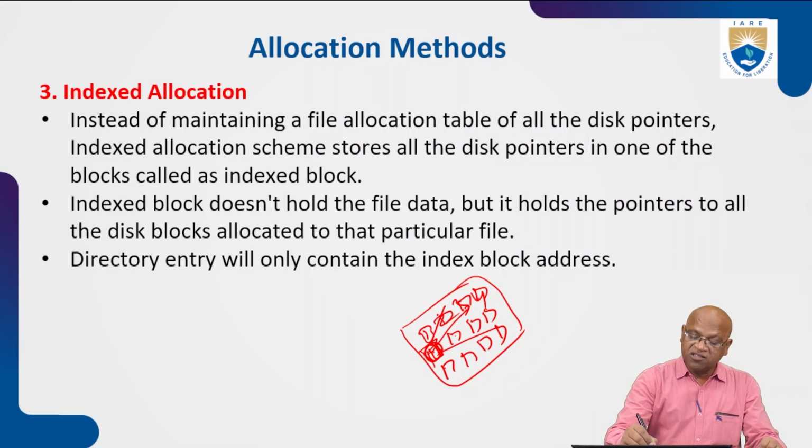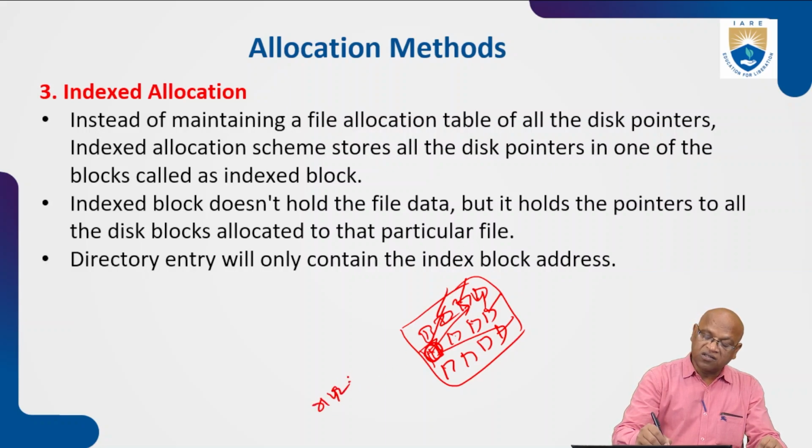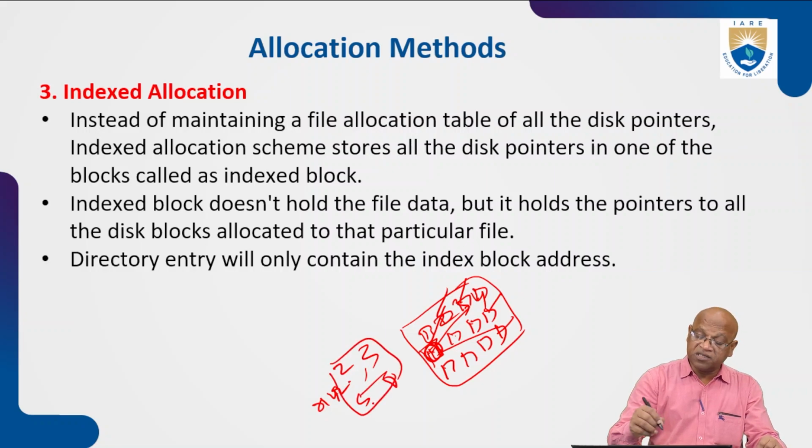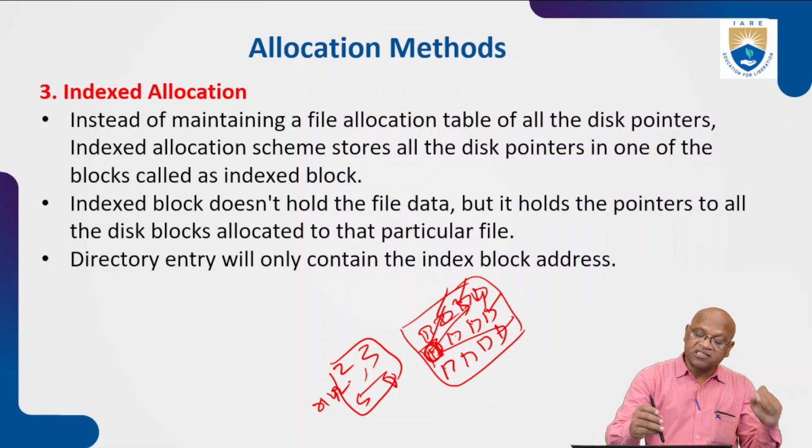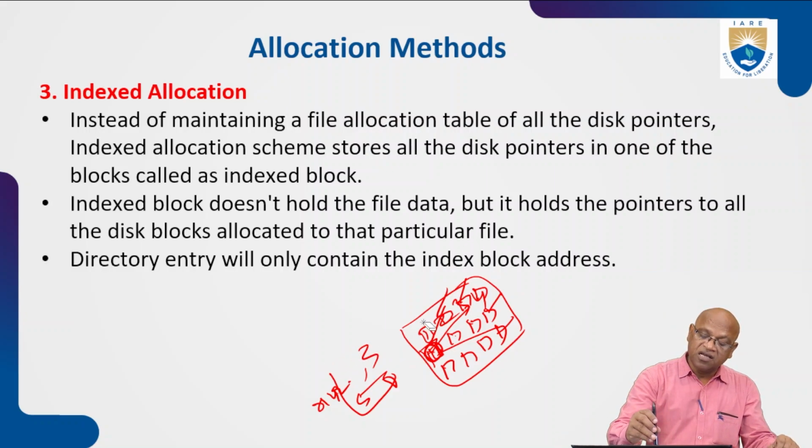Now the file is saved in these blocks, like this. In front of the file name, say XYZ, the file block numbers are listed, like 2, 3, 5. It will show in this index block that the file is saved in these blocks. So this is called indexed allocation.